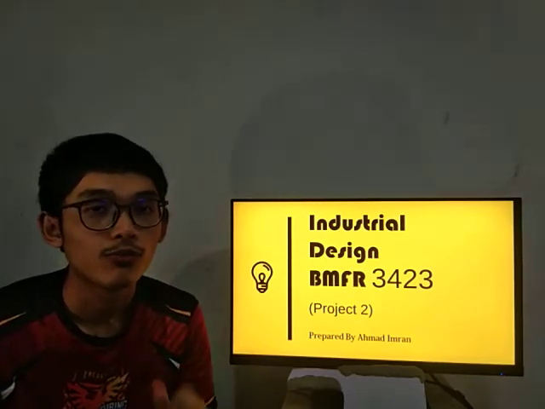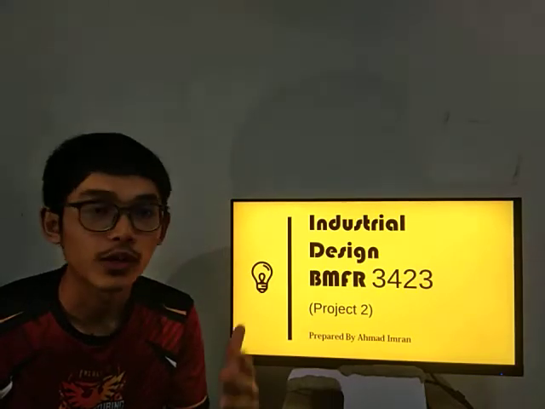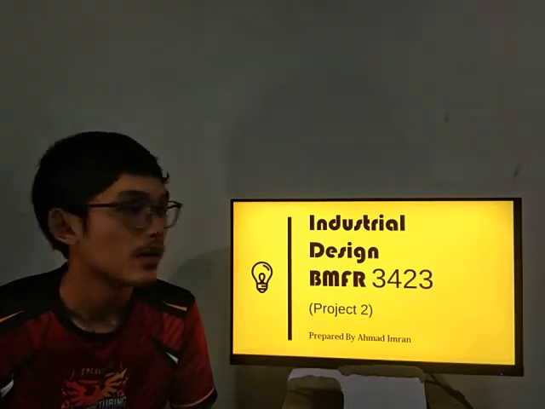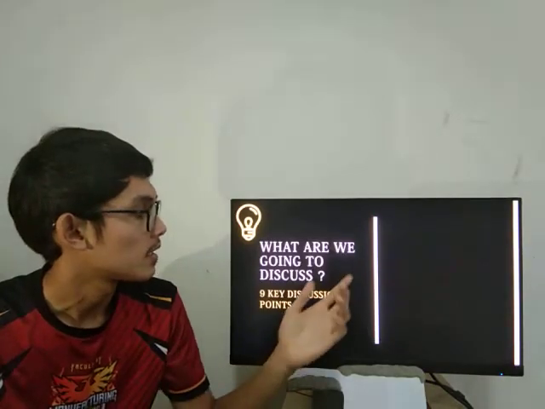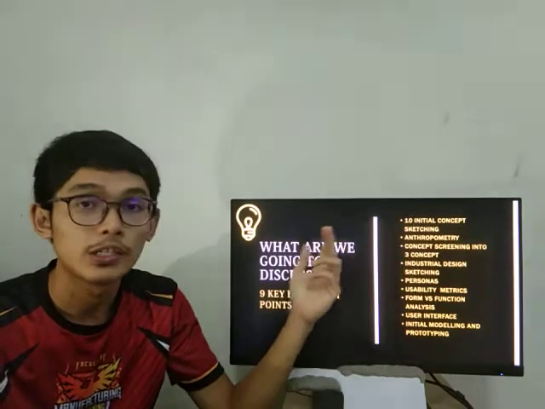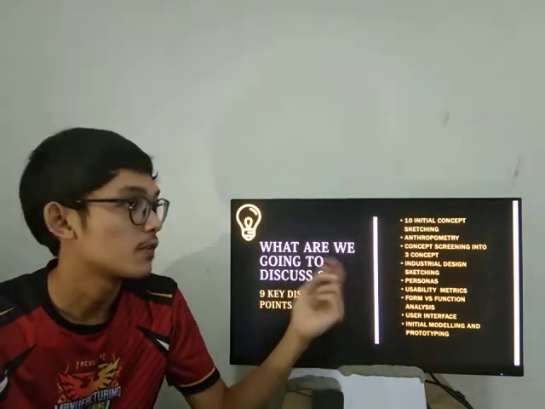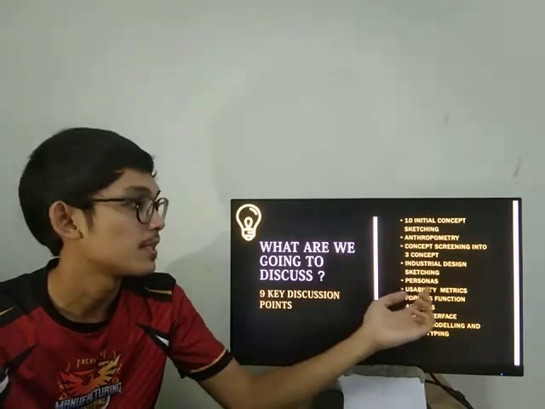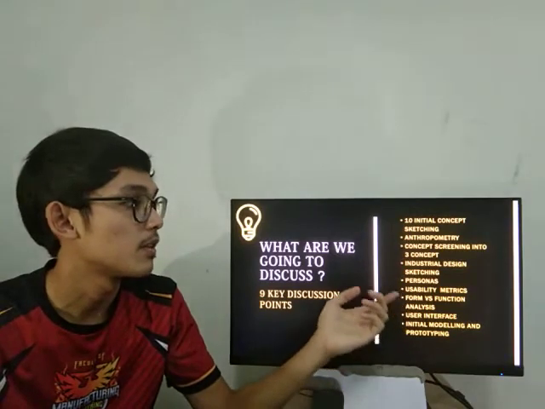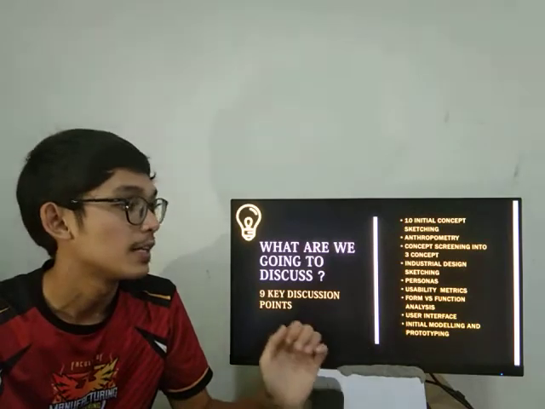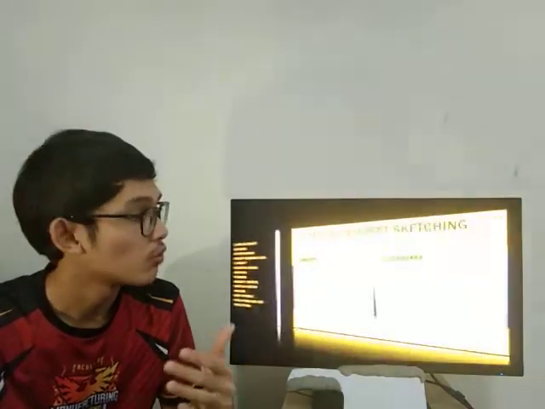And today I would like to present our project 2 in industrial design BMFR 3423. Basically we are going to discuss 9 points. Number 1 is 10 initial concept sketching. Number 2 is anthropometry. Number 3 is concept screening into 3 concepts. Number 4 is industrial design sketching. Number 5 is personas. Number 6 is usability matrix. Number 7 is form versus function. Number 8 is user interface. And lastly, initial modeling and prototyping. So we are going to look at them one by one.